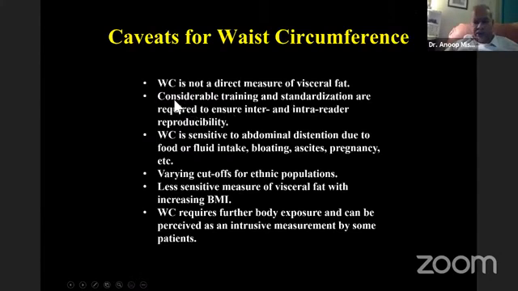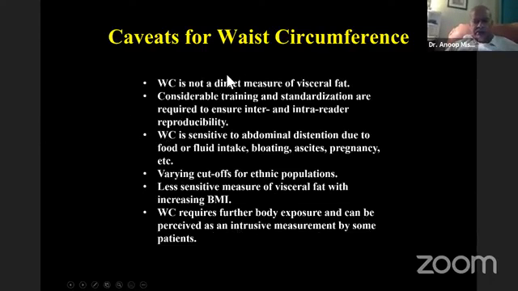It is not a direct measure of visceral fat, intra-abdominal visceral fat. Considerable training and standardization are required to ensure intra-reader reproducibility of waist circumference. It is sensitive to abdominal distension due to fluid intake, bloating, ascites, pregnancy, has varying cutoffs for ethnic populations, and is a less sensitive measure of intra-abdominal visceral fat with increasing BMI. Waist circumference requires further body exposure and can be perceived as an intrusive measurement by some patients. So, a number of problems.